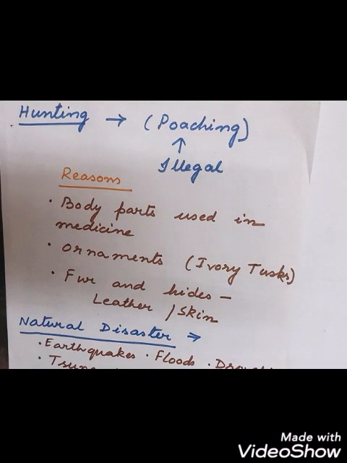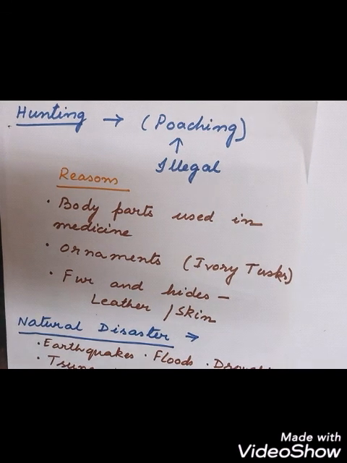Why are the animals hunted? Because their body parts are used in medicines. Elephant tusks are used for making ornaments, so elephants are also killed and their tusks are cut from their body. Then fur and hides, leather, skin, all these are obtained from what? From the animals. So animals are killed for getting different items that are present in their body only. So medicines, ornaments, leather and skin for making different types of leather items. The skin of the snake is also used for making different items.